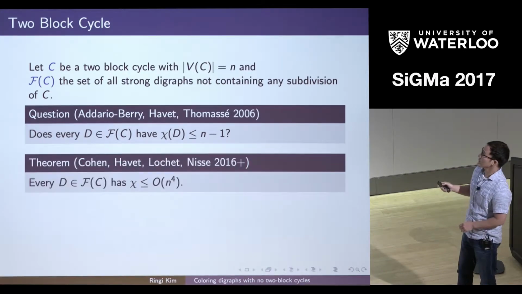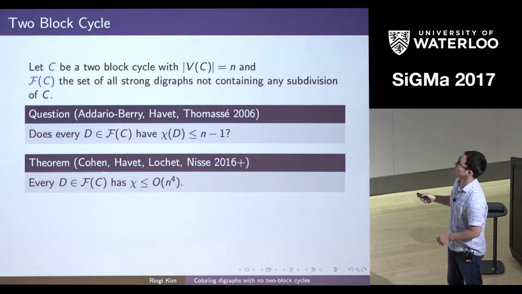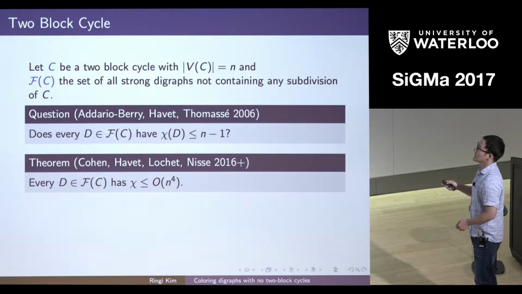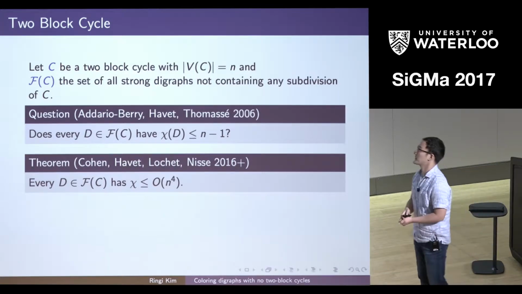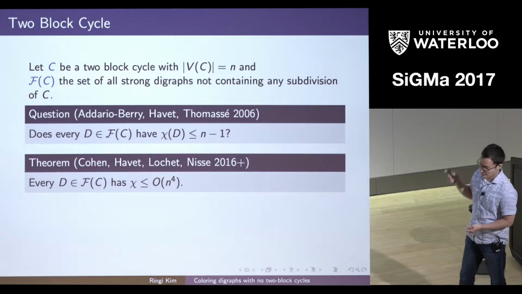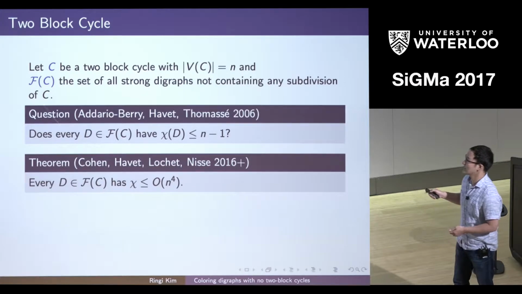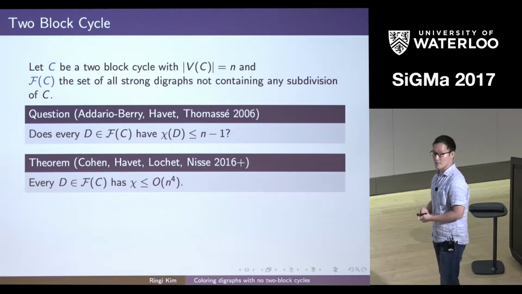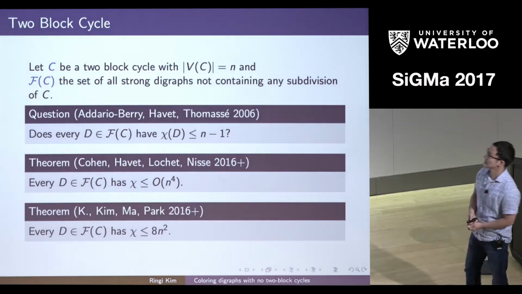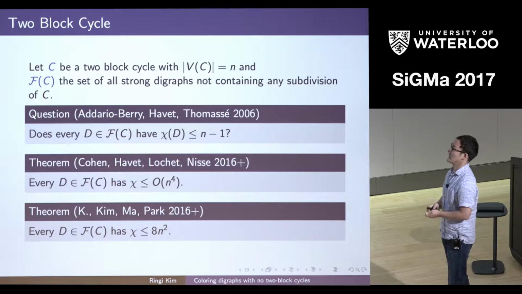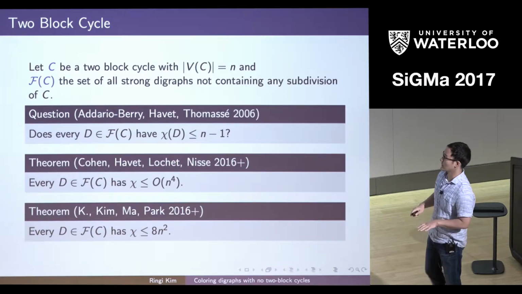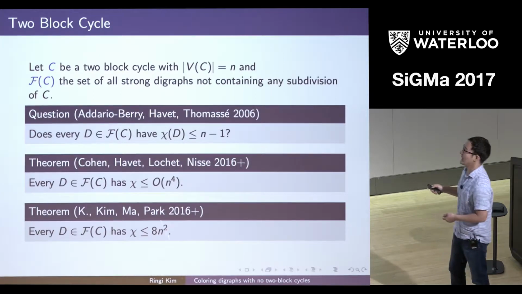The first result on this question was by Cohen, Havet, Lochet, and Nisse, and they showed that such a digraph D has chromatic number at most big O of n to the fourth. This was the first result to show that such digraphs have bounded chromatic number. Last year, we improved this result. We showed that every strong digraph D not containing any subdivision of C has chromatic number at most 8n squared.